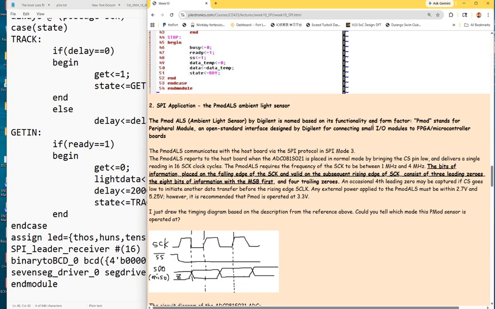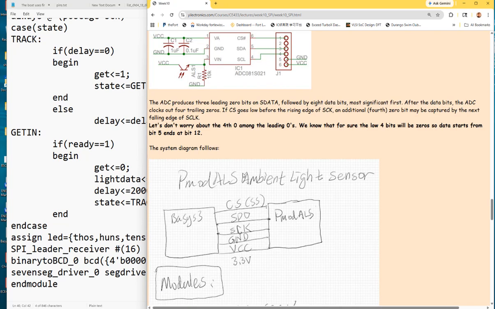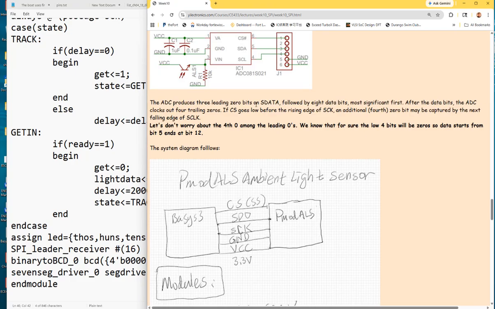I see. I have that over here. See, this is directly copied and pasted from the ADC. So the ADC produces 3 leading zero bits, followed by 8 data bits, most significant first. And then after the data bits, the ADC clocks out 4 trailing zeros. Right? So it's 4 trailing zeros, not 5. So it's 4 trailing zeros, and then the 5th bit should be the LSB, because that's where the data is being put in there.